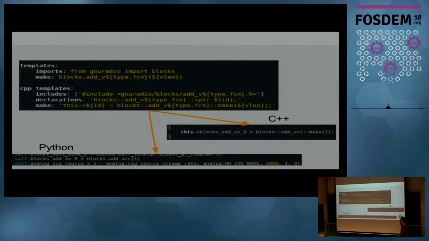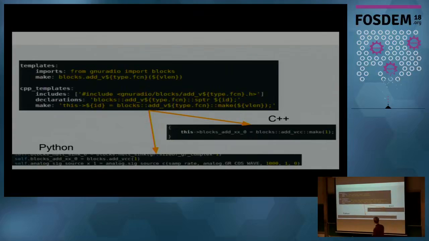For the C++ code, it's a little bit more complex, because you have several files and you have to declare types and so on. So for C++ templates, I have includes, which is just includes, goes in the header file. And you have the declarations, which is the declaration of types, also goes in the header files. And then you have the make part, which is the make code, and that's basically just more or less the Python make, but with a semicolon at the end.